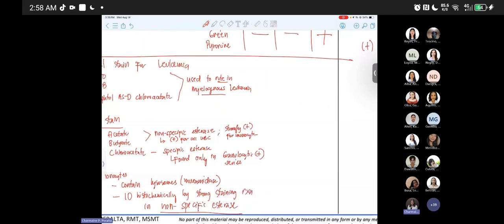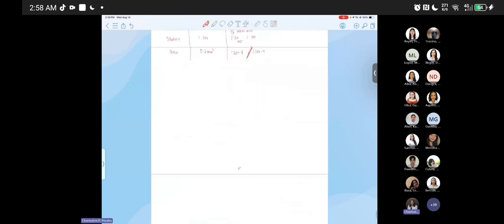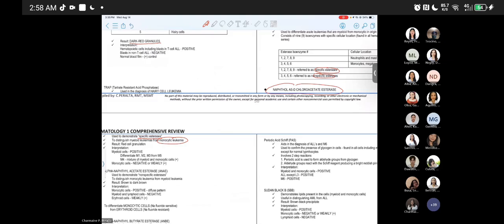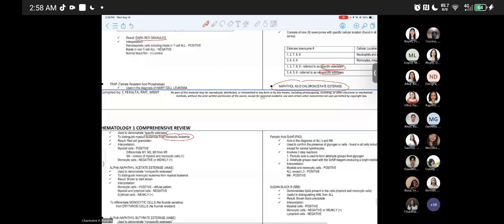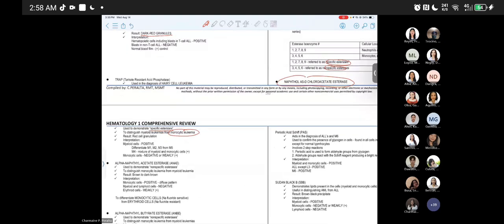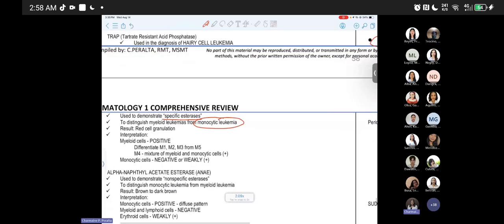Kaya ko binalikan mo. Sabi ko, si chloroacetate for granulocytic series. Wait lang. Yan, tama. Mali ako ng basa.